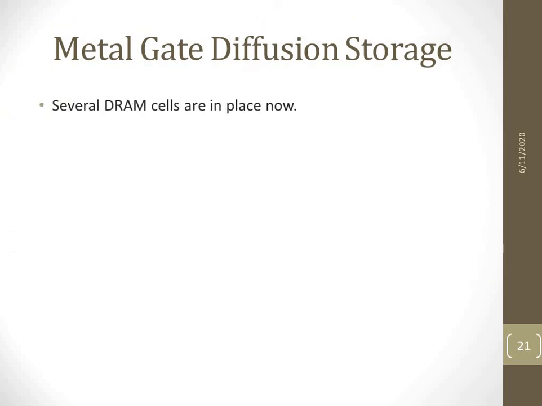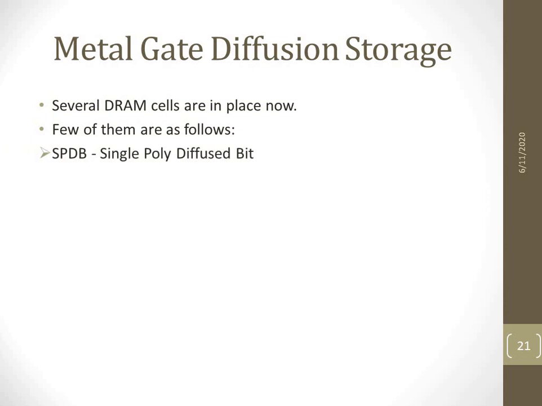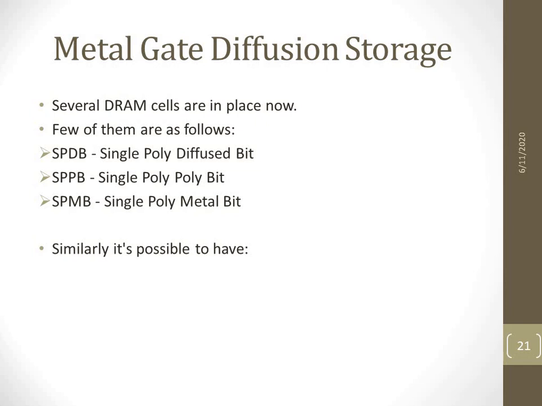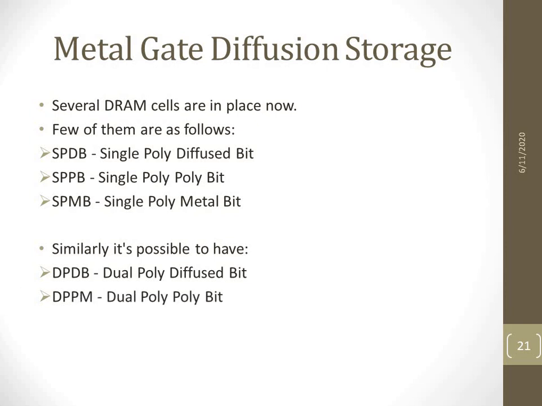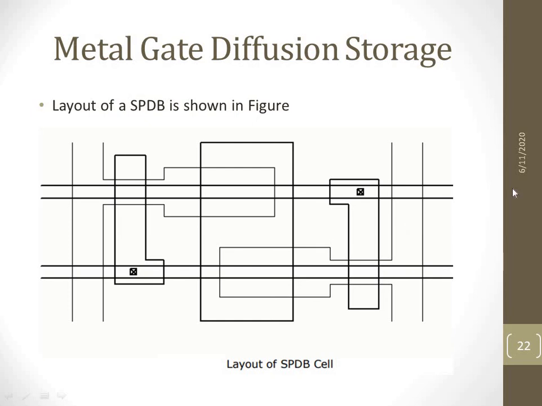Next is the metal gate diffusion storage. Several DRAM cells are in place now. Few of them are as follows. They are SPDB, single poly diffused bit, SPPB, single poly poly bit, SPMB, single poly metal bit, and the other possibilities are DPDB, dual poly diffused bit, DPPB, dual poly poly bit, and DPMB, dual poly metal bit. So this is the single poly bit.